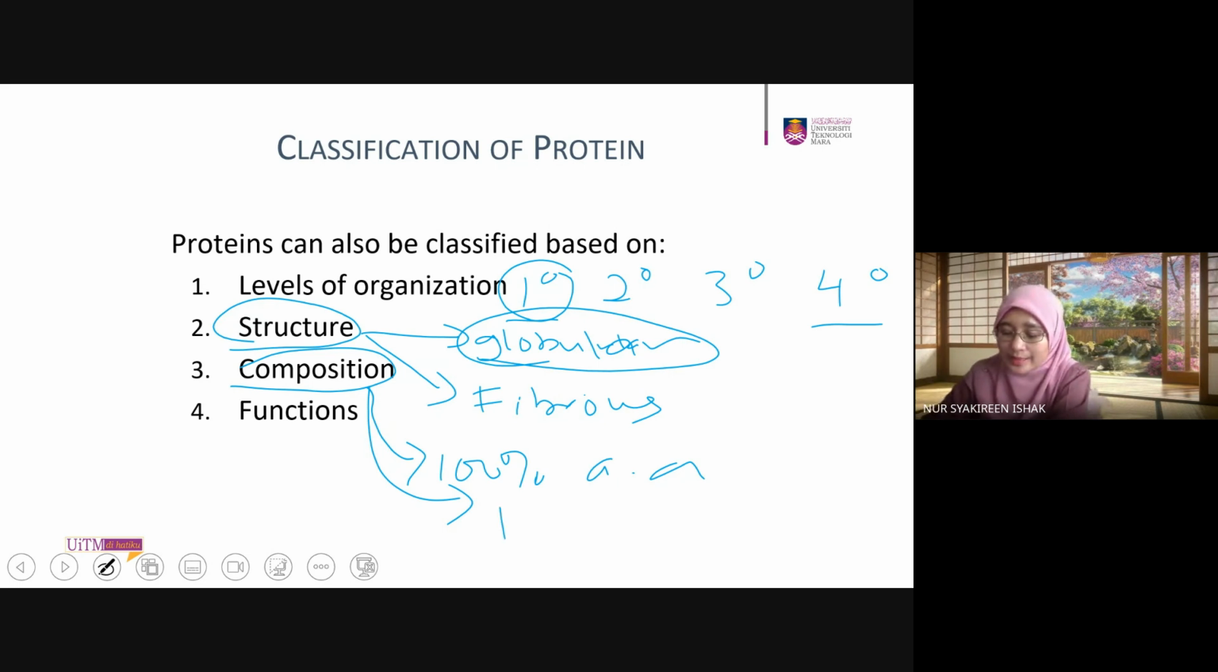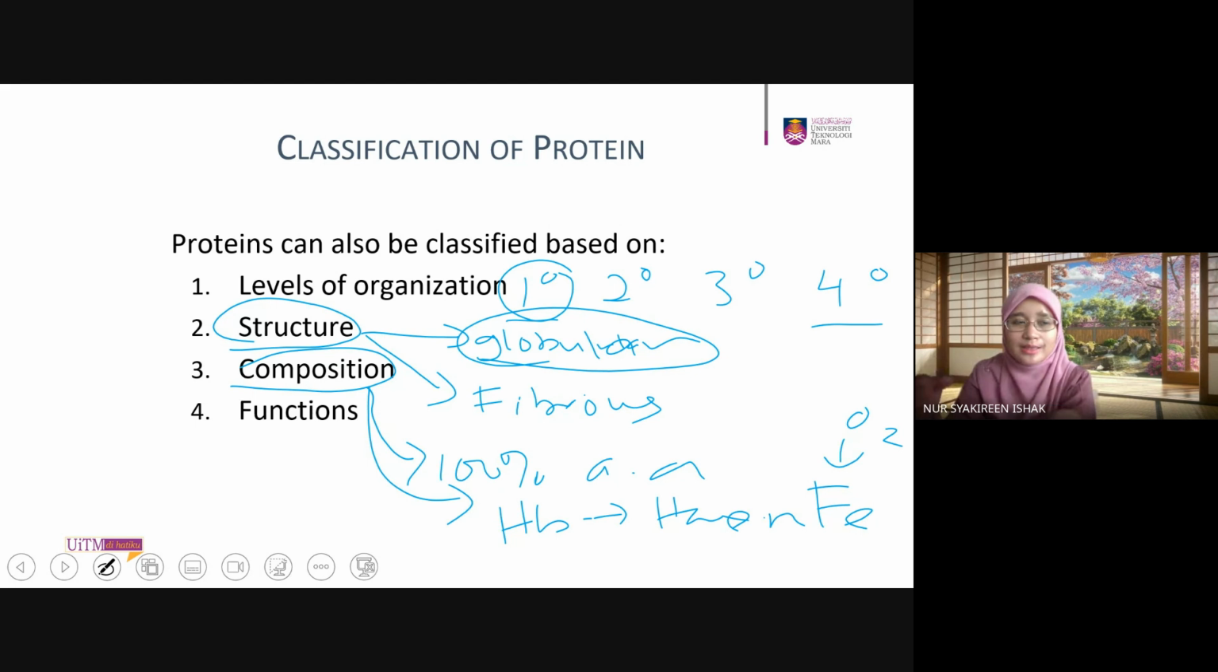So for example, we have hemoglobin. In the structure of hemoglobin, it has a heme group. Inside that heme group, it has a ferrum, or iron. The function of the ferrum in the heme group of hemoglobin is to bind to oxygen. So composition: there are proteins that consist of only amino acids.